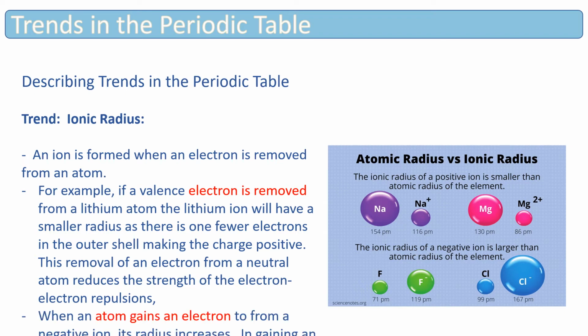When an atom gains an electron to form a negative ion, its radius increases. In gaining an electron, repulsion among the electrons increases while the nuclear charge remains the same. If you look at this diagram, you will see the ionic radius of a positive ion is smaller than the atomic radius of the element. And as well, the ionic radius of a negative ion is larger than the atomic radius of the element.